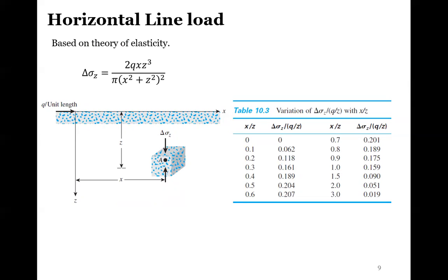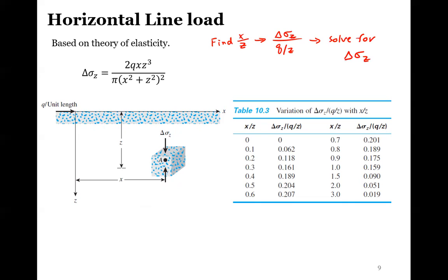So the horizontal line load, again, is basically the same thing. The same equation, but now it's X divided by Z, and we have the same setup here. You do the same thing as the vertical, where you would find your X divided by Z, and then you'd find the corresponding delta sigma Z divided by Q times Z. And then you would solve for delta sigma Z.